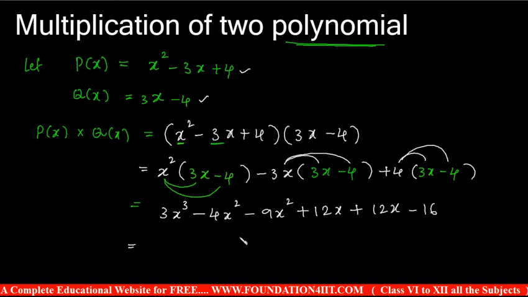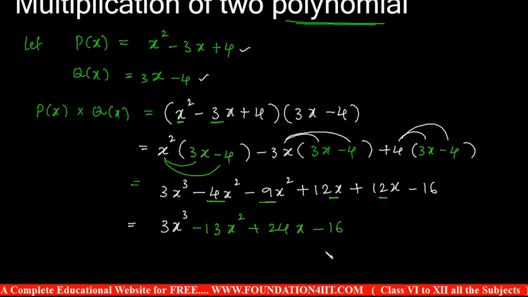Next we add the like terms, the same as in the previous topic of addition and subtraction. The x cube term is only 1, 3x cube. For x square terms, there are two: minus 4x square and minus 9x square. These are like terms, so minus 4 minus 9 is minus 13x square. Next 12x plus 12x is 24x. Minus 16 is the only constant. This is the multiplication of polynomials.